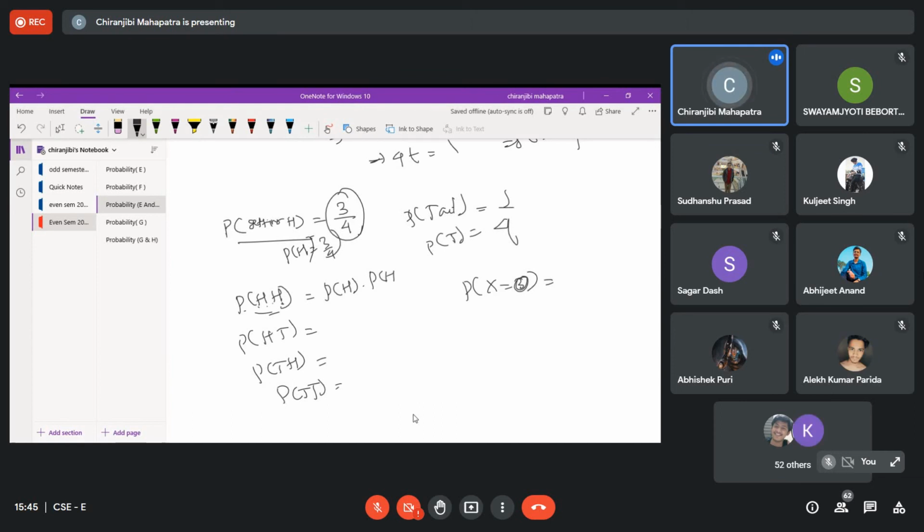So probability of h into h, that is, the probability of h, which I have already found out, is 3 by 4 into 3 by 4. So that will be 9 by 16. And what is the probability of tail and tail? It is probability of tail into probability of tail, that is 1 by 4 into 1 by 4, which is 1 by 16.